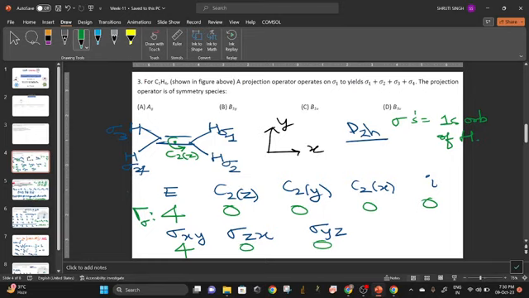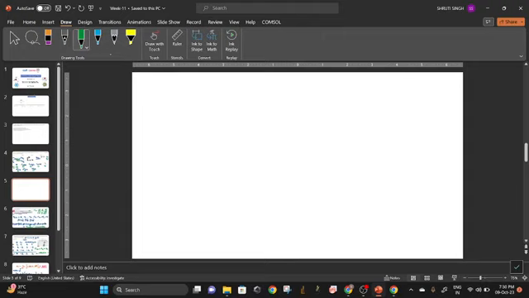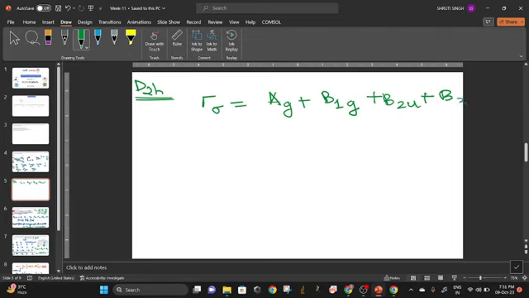When I break the reducible representation into irreducible ones, I am using the D2h character table and the formula from the previous question. So I will get Ag plus B1g plus B2u plus B3u. These four representations I will get.